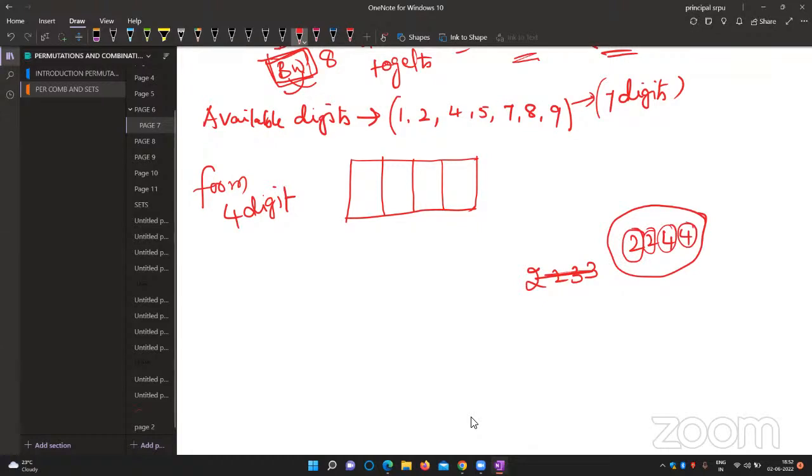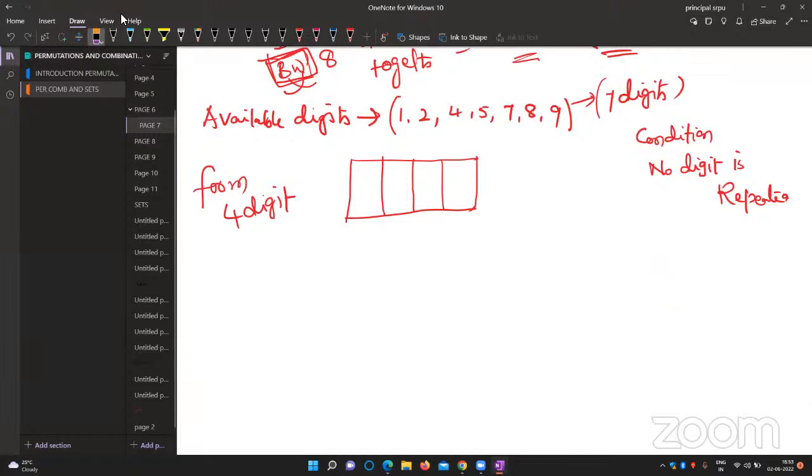That means you cannot write like this. See, 1 is there here: 1, 1, 2, 2. You cannot. This is a 4-digit number, but here 1 is repeated. So the condition he has given is no digit being repeated. So it takes a lot of time to write, that's why I'm giving the idea of the question now. Okay. My dear children, just remember it.